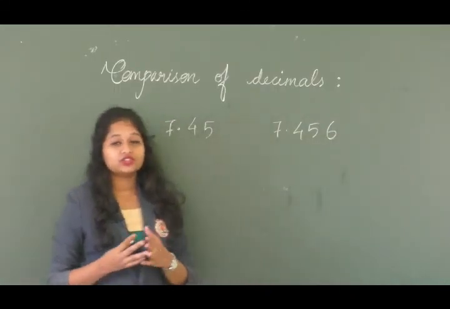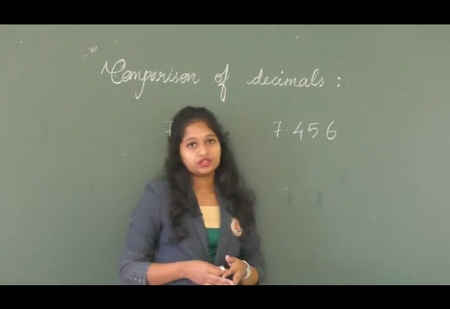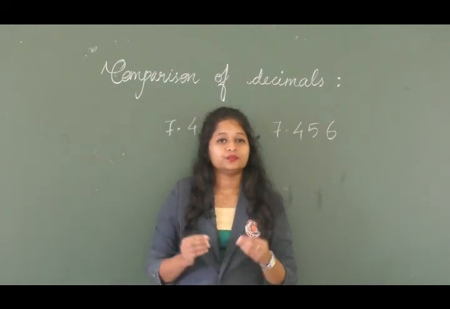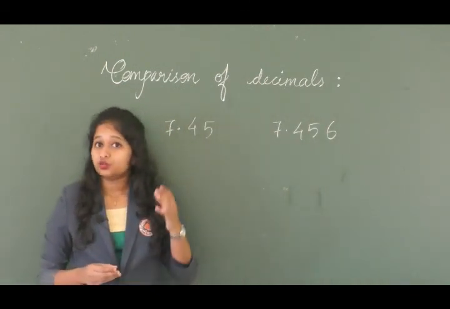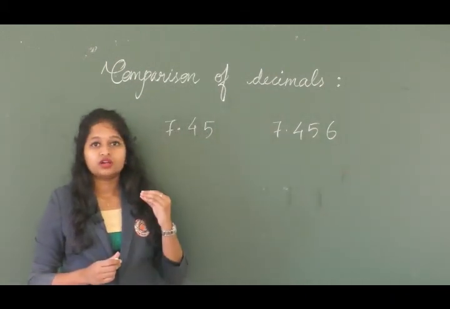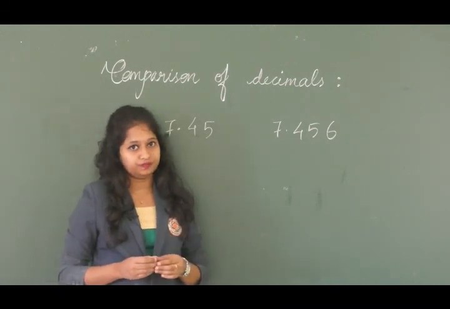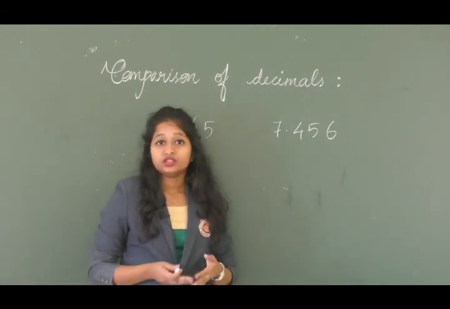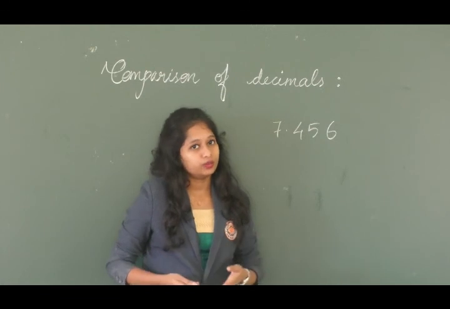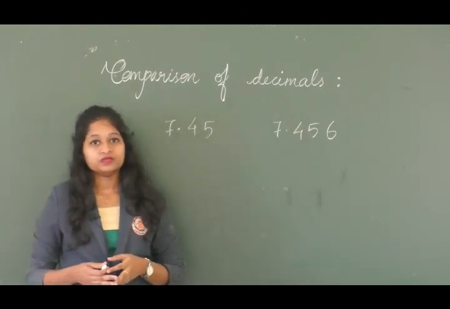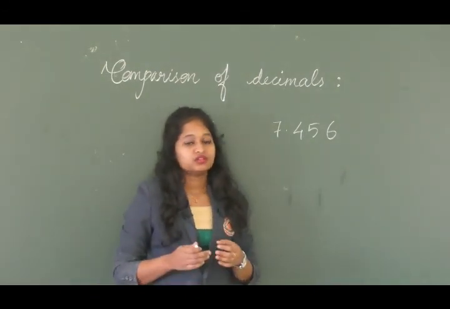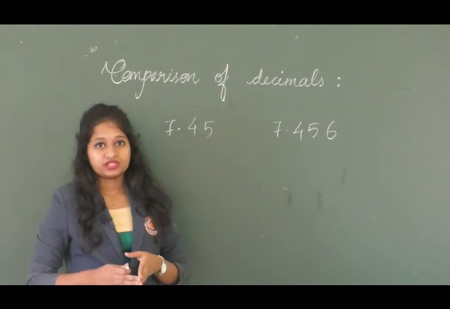Now let's learn how to compare two decimal numbers. When you get a question with two decimal numbers, look at the whole number part. The one with the greater whole number part will be the greatest decimal number among them. Okay? But when you have two decimal numbers with the same whole number part, what to do? First, we have to make both the numbers like decimals.